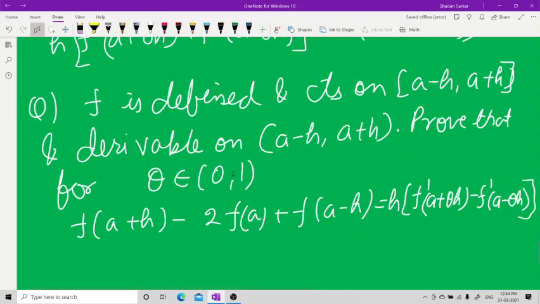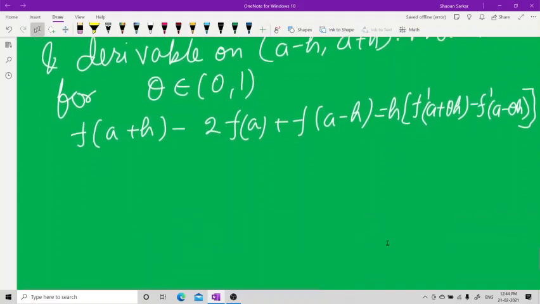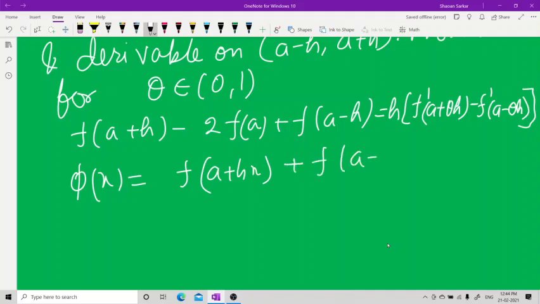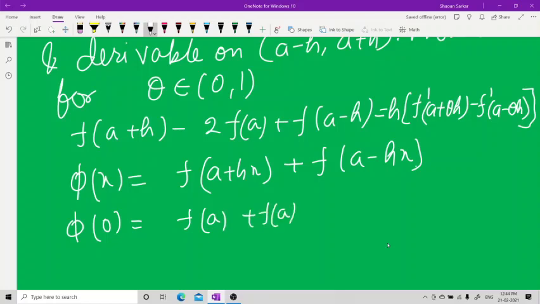Now see one thing. In this case, this is somewhat like that only, but the extra is this, and there is a change. There was a plus here, and now here it is a minus. So the formula for phi x needs to be defined like this: f(a + hx), now you take plus f(a - hx). Now why? At phi of 0, you will get f(a) plus f(a), which is 2f(a), which is this part.